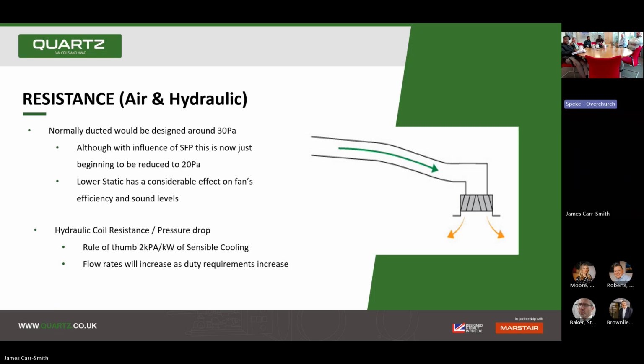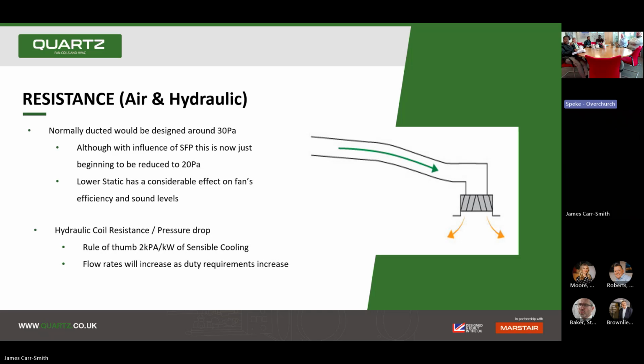Anything less than that is brilliant because it actually helps with sound, it helps with efficiency, with specific fan power, and we do see more and more specifications now driving down towards the 20. As I mentioned, on efficiency and sound levels, you do get the benefits.